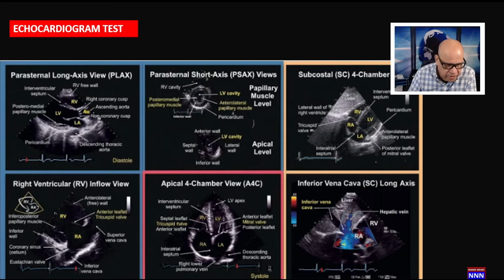And here's the anterior mitral leaflet. I hope you can see my arrow. Here's the anterior mitral leaflet. Here's the posterior mitral leaflet. This is the left ventricular cavity. Again, this is a posterior ventricular wall, and here's the epicardium, and this is the descending thoracic aorta, and it is outside the pericardial lining.